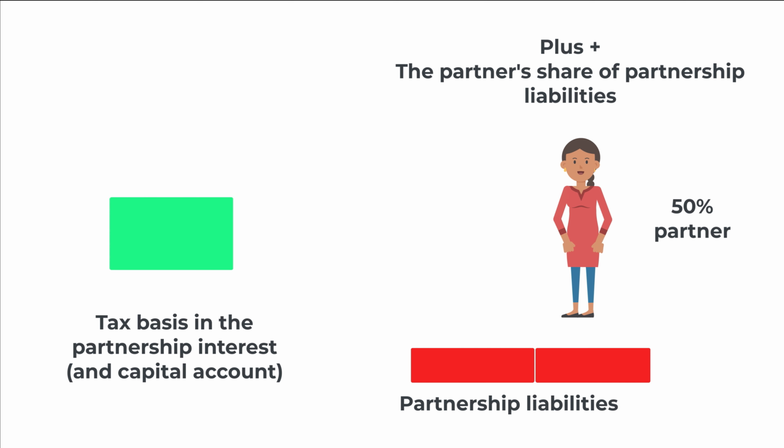It increases with a partner's share of profits, and it decreases with a partner's share of losses. Second, we will add to the net capital the partner's share of partnership liabilities at a particular moment in time. Typically, this is at the end of the year. It's the partner's share of partnership liabilities that we are talking about in this video.